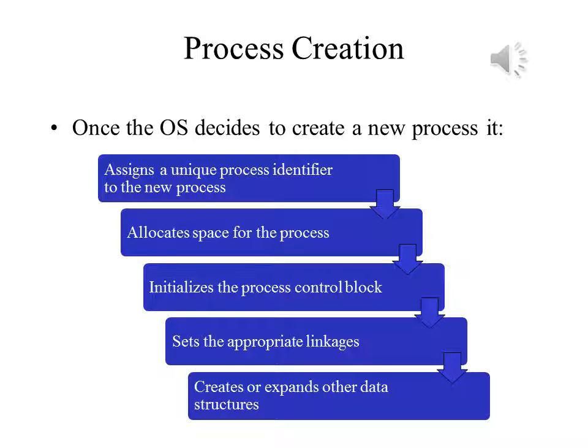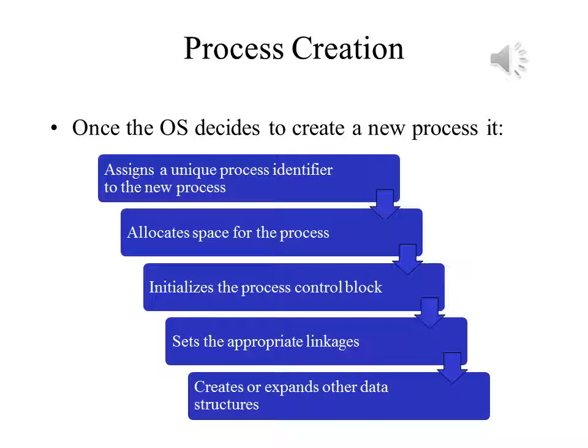Once the operating system decides, for whatever reason, to create a new process, it can proceed as follows. Assign a unique process identifier to the new process. At this time, a new entry is added to the primary process table, which contains one entry per process. Allocate space for the process. This includes all elements of the process image. Thus, the operating system must know how much space is needed for the private user address space for both programs and data, and also for the user stack.